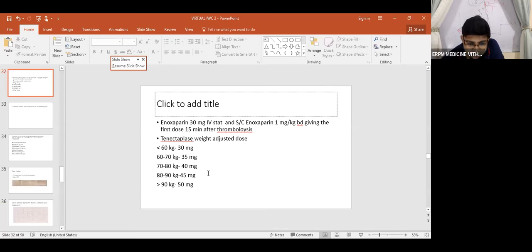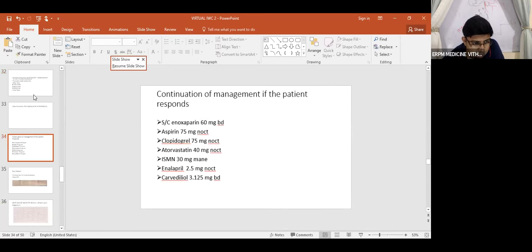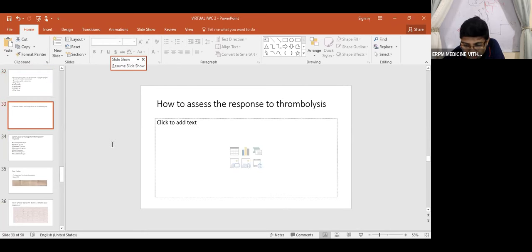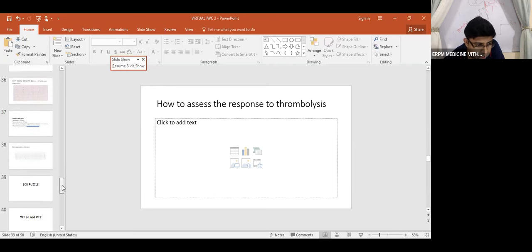Your tenecteplase dose depends on the body weight of the patient. So how to give tenecteplase? You give enoxaparin, then you give tenecteplase. Understood? I'll come back to this. After giving tenecteplase, you will start the subcutaneous enoxaparin. Clear?